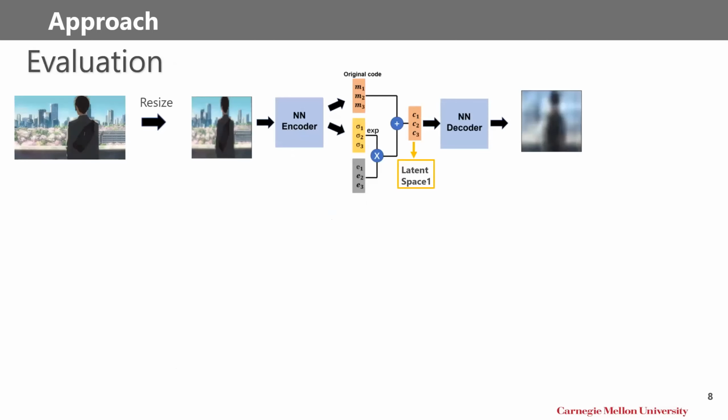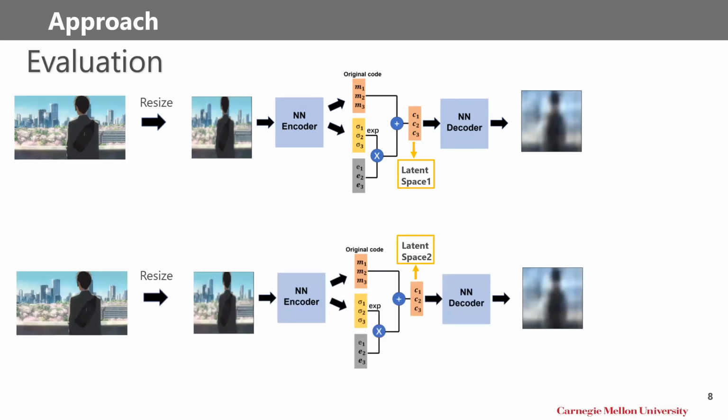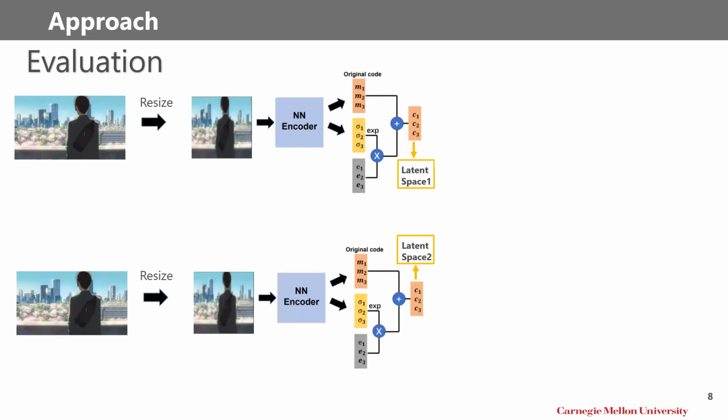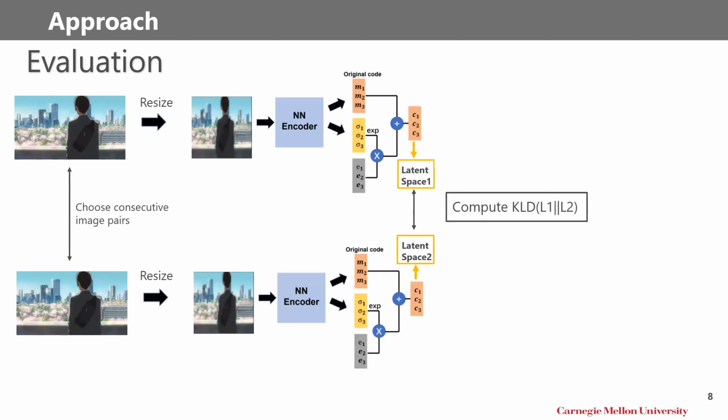The evaluation part is quite straightforward. We train our model for one purpose. Different things stand for different latent spaces. Choose consecutive image pairs and compute the KL divergence of the latent space for image 1 and for image 2. A large KL divergence means a different scene, and a small one predicts the image pair is in the same scene.